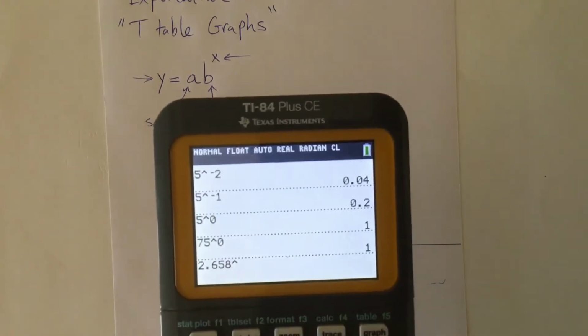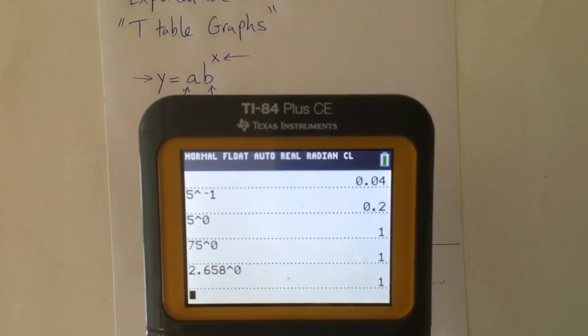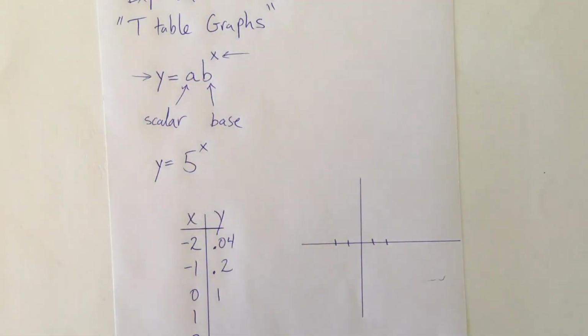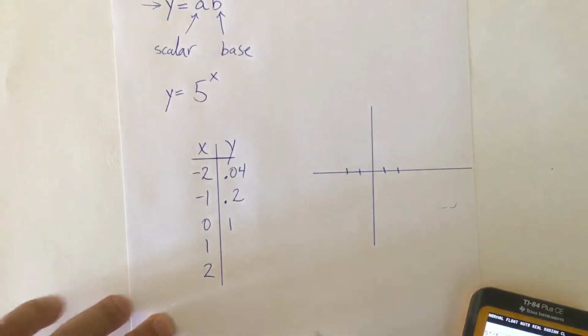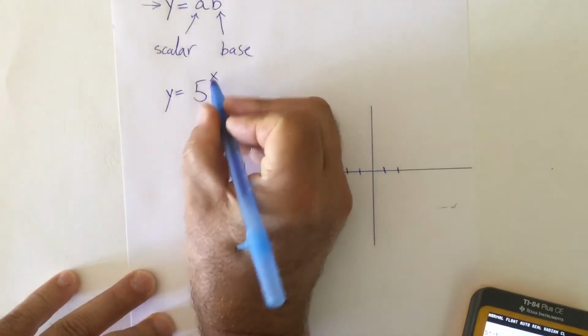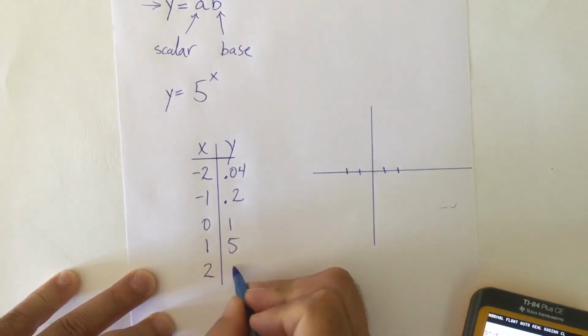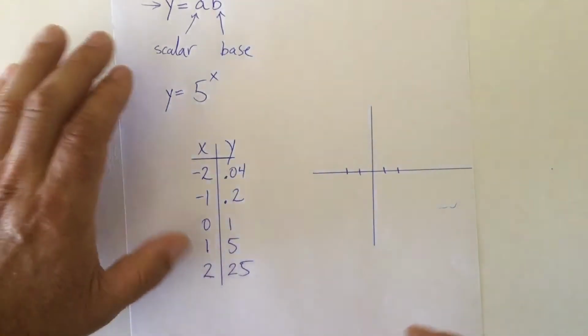2.658 to the power of 0. It's 1. Any number to the power of 0 is 1. So guess what? That's what we got for that one. Now, I don't even need a calculator for this part. What's 5 to the first power? If I plug in 1, I'd get 5. And 5 to the second power, that's 25. So here we go. We're going to sketch a quick graph of this.